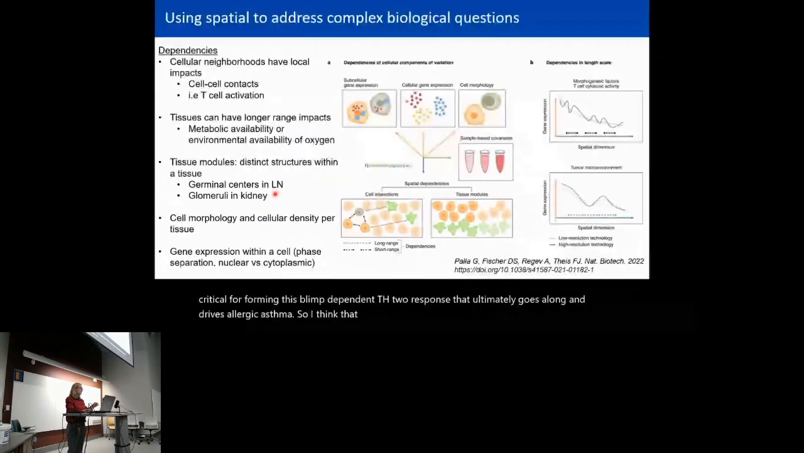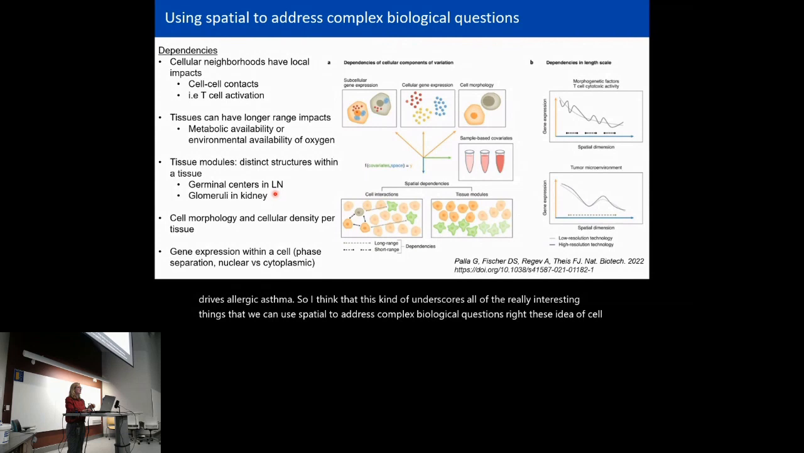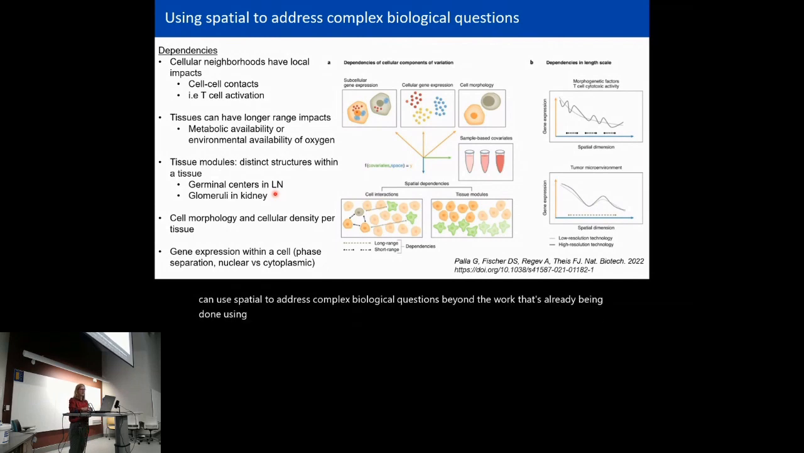So I think that this underscores all of the really interesting things that we can use spatial to address complex biological questions, right? This idea of cell-cell contacts, this idea of cellular neighborhoods, the idea that you have these diffusible things like cytokines that either have short-term local impacts versus things like metabolic availability that can have a longer range impact in a tissue space. And I think this is just giving you some basic information that I got from a nice review, which I really recommend that you read, just thinking about how we can use spatial to address complex biological questions beyond the work that's already being done using the single cell space.